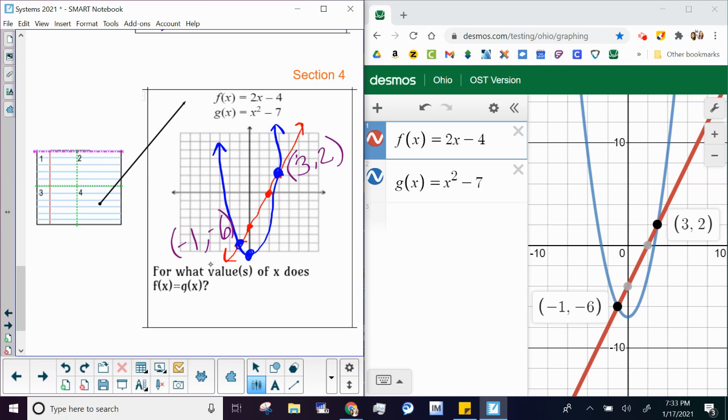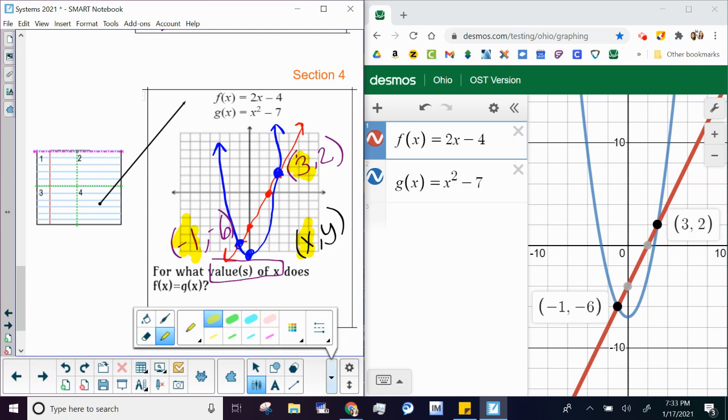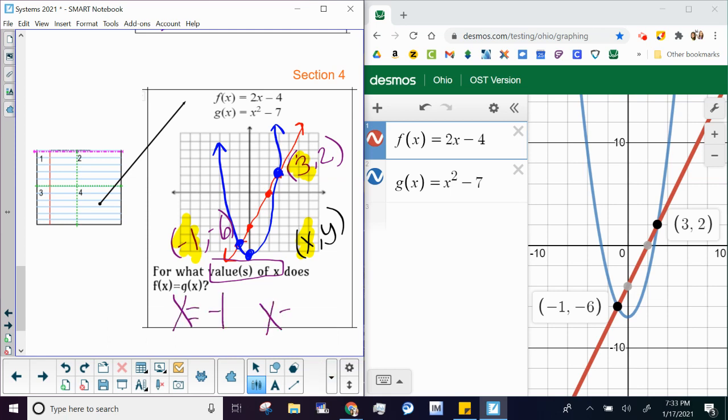And the question says for what values of x, similar to the last question. So remember, we've got x and y. All they said is they want the values of x. So my values of x are negative 1 and positive 3. That's what I'm going to be telling them. So what values of x make them the same? Would be x equals negative 1 and x equals 3. Make sure you have this whole problem for section 4.